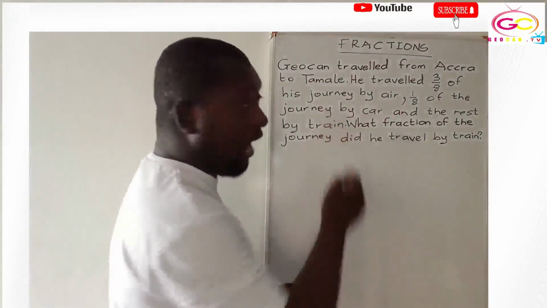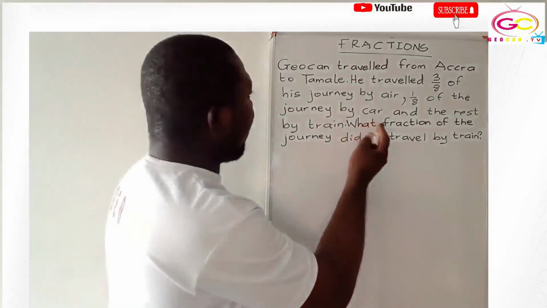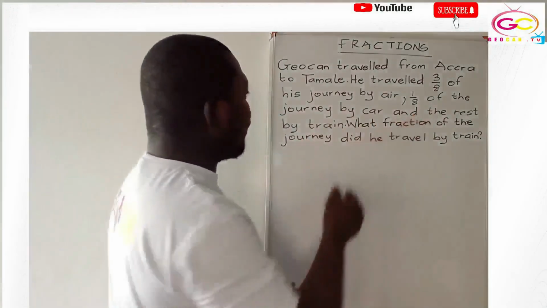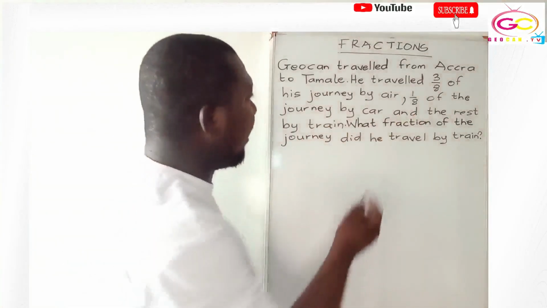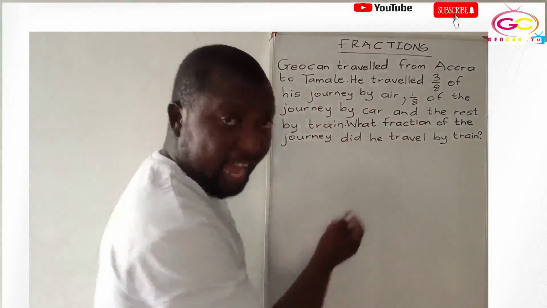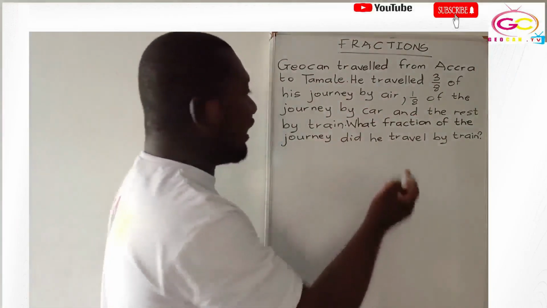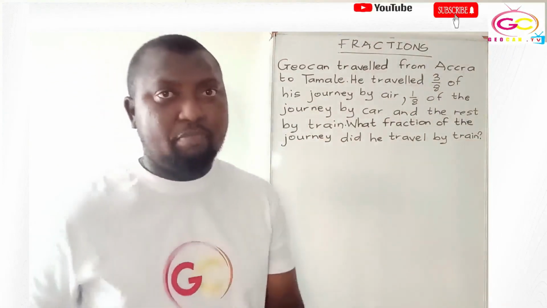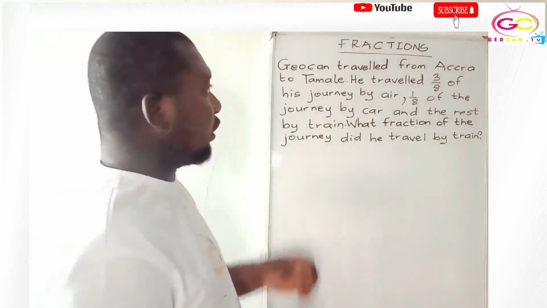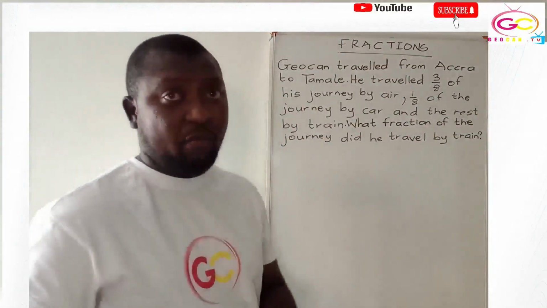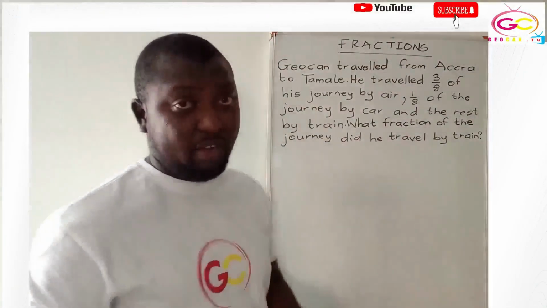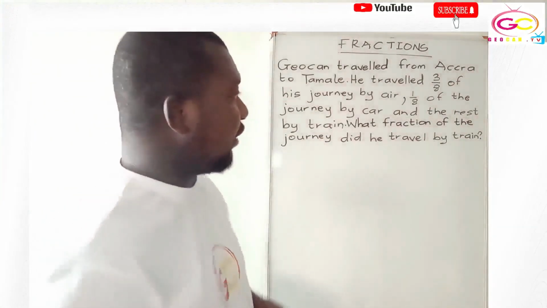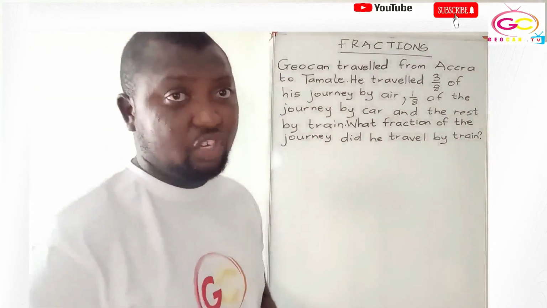GEOCAN traveled from Accra to Tamale. He traveled 3 over 8 of his journey by air, 1 over 8 of the journey by car, and the rest by train. Now, what fraction of the journey did he travel by train? Yes, this is easy. This is very, very practical. GEOCAN traveled 3 over 8 by air, and 1 over 8 by car, and the rest was done by train.